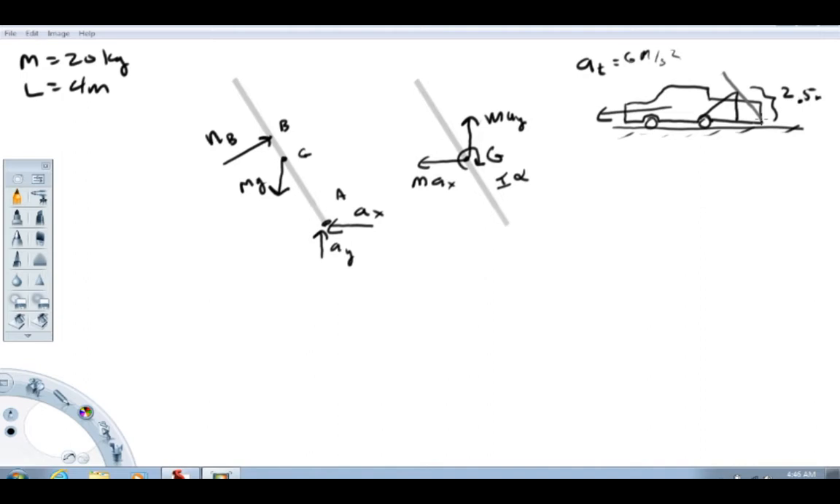What you have to notice is that the truck is accelerating at 6 meters per second squared. Keep in mind that means the ladder has to be accelerating as well. The acceleration of the ladder will basically create clockwise moments about this point. So what we're going to look for here is the angular acceleration of the ladder.